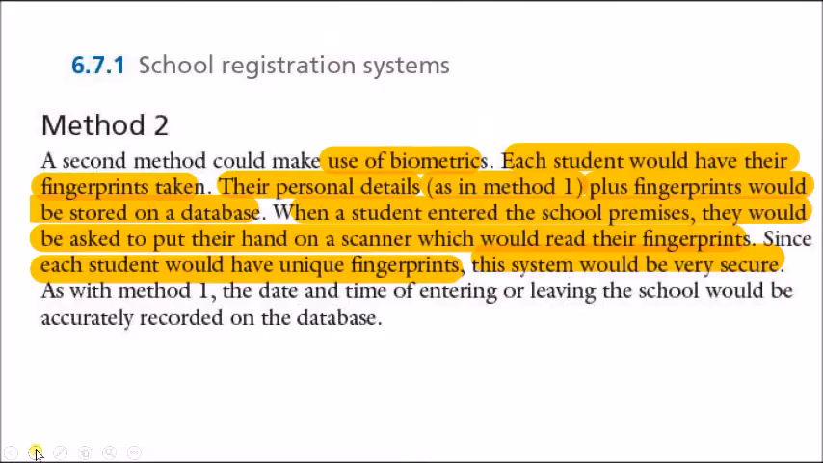Now method 2 is talking about biometrics. Each student would have their fingerprints taken. In this case, for fingerprints, it means that we have to put many readers in many places in the school because we have a huge number of students, and the fingerprint will take more time than the cards. Also, we have to be hygienic with these readers. I have to sanitize the reader before and after each student uses the fingerprint reader.